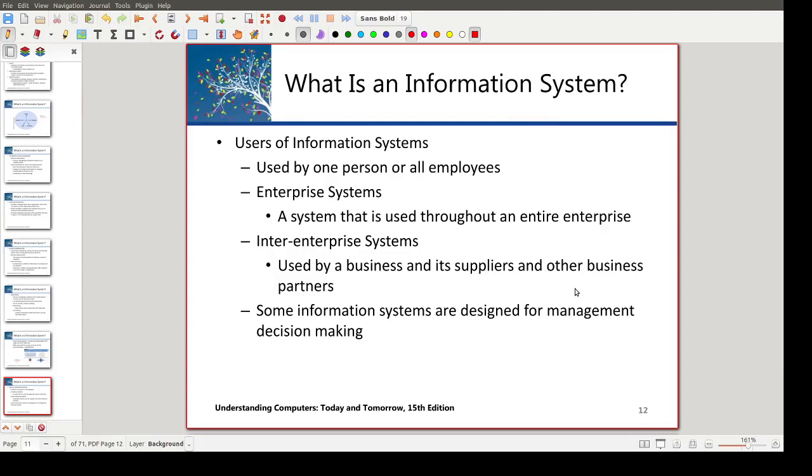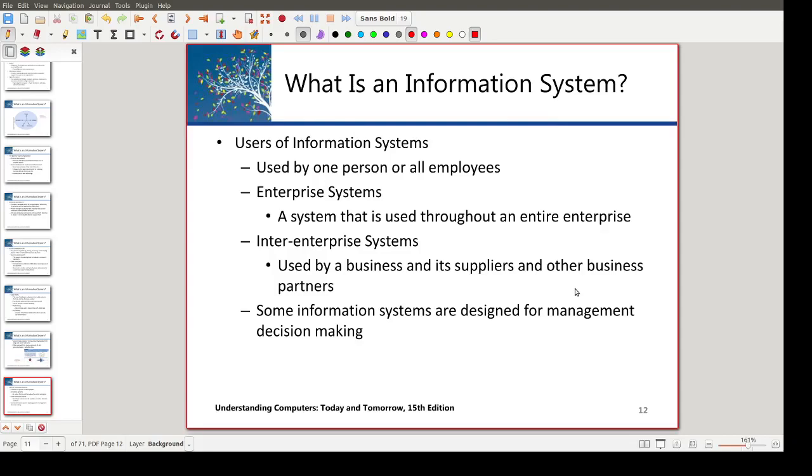Okay, what are the roles associated with an information system? Who are the users who use this information system? It might be used in your organization by one person or all employees. For enterprise systems, the system is used throughout an entire enterprise.